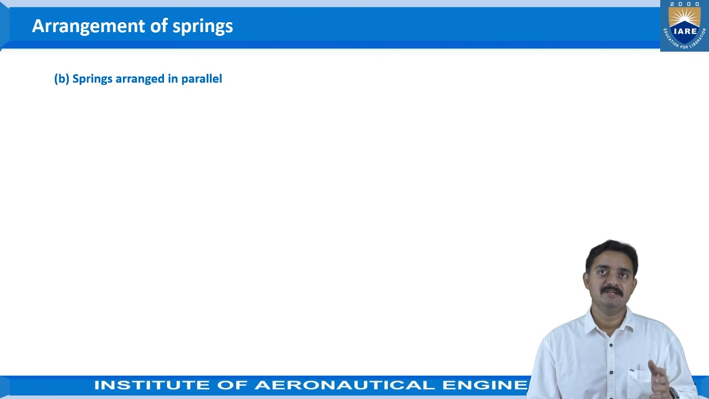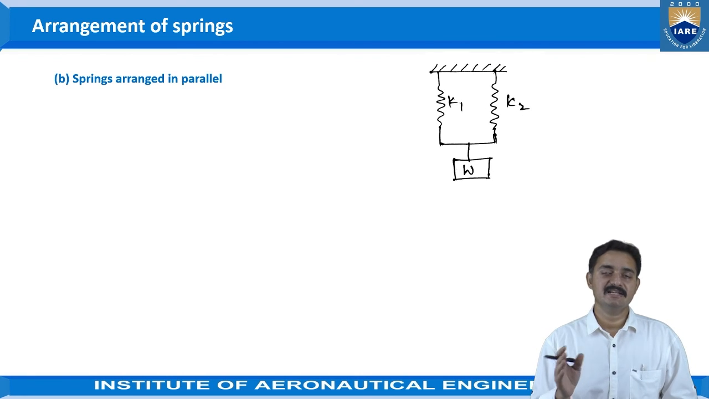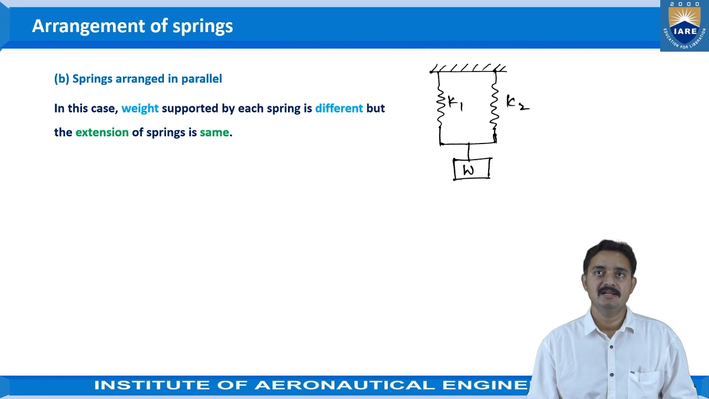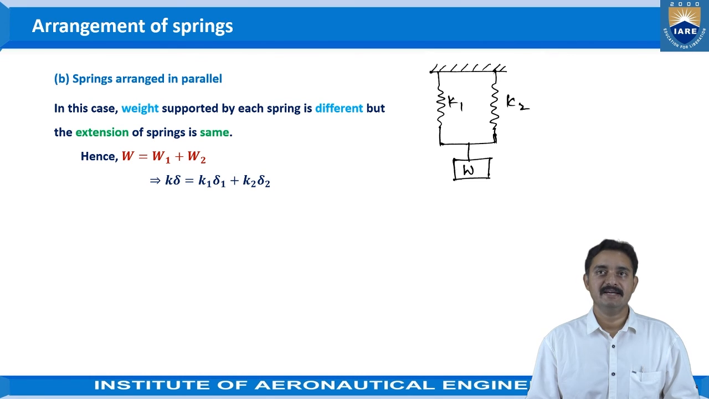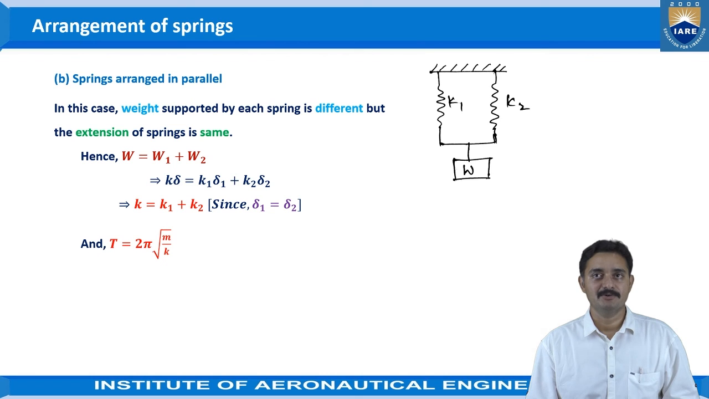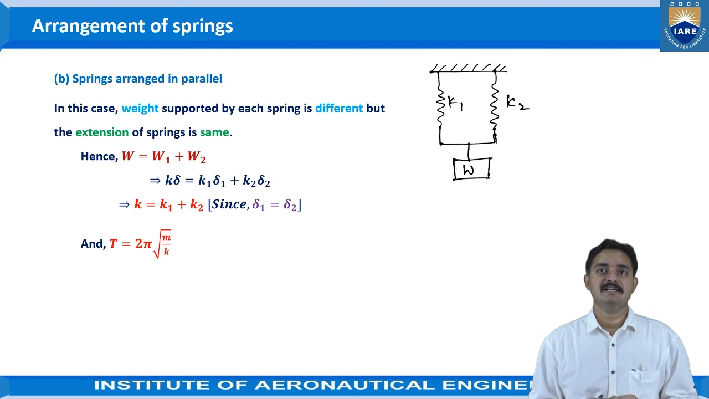Now, springs arranged in parallel. When the springs are arranged in parallel, it looks like this. In this case, the weight supported by each spring is different, but the extension of the springs is the same here. So we can write W is equal to W1 plus W2. From this we can write K delta is equal to K1 delta 1 plus K2 delta 2. And from this K is equal to K1 plus K2, since delta 1 is equal to delta 2. The time period can be written as T is equal to 2 pi under root M by K. So in place of K, we can write K1 plus K2.